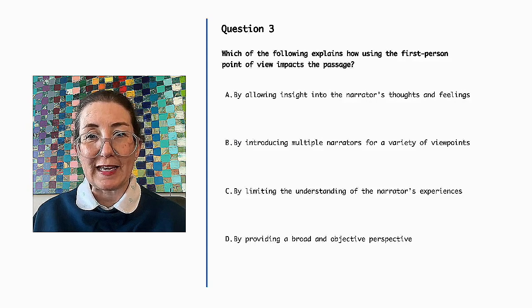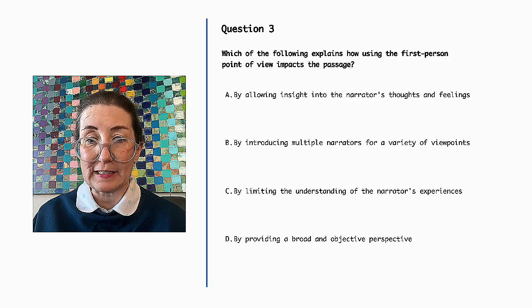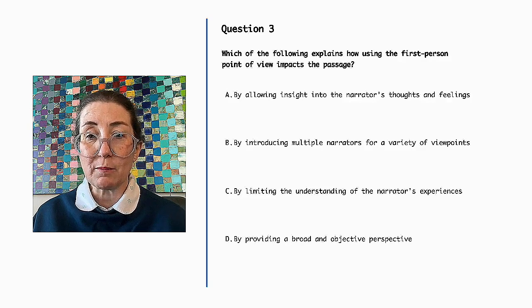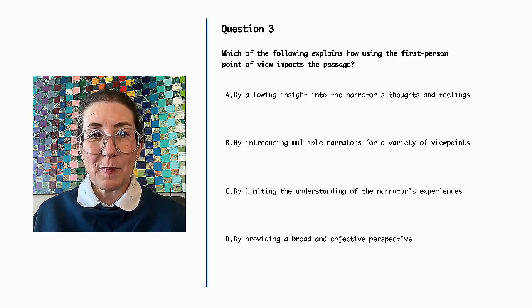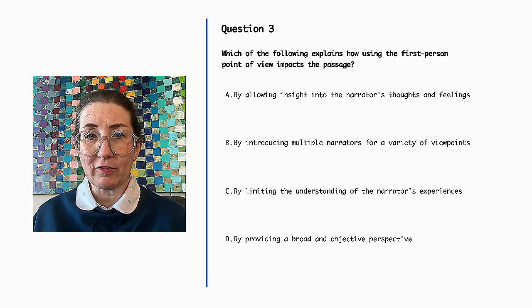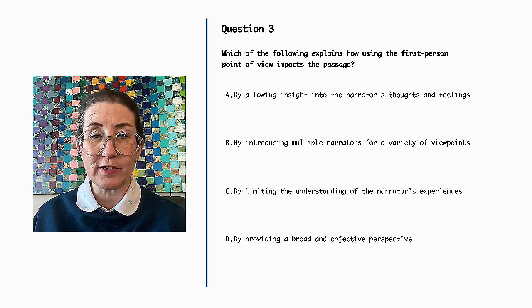Which of the following explains how using the first-person point of view impacts the passage? By allowing insight into the narrator's thoughts and feelings, by introducing multiple narrators for a variety of viewpoints, by limiting the understanding of the narrator's experience, or by providing a broad and objective perspective. This passage from Moby Dick by Herman Melville is written in the first-person point of view, which significantly impacts how the reader experiences the text.